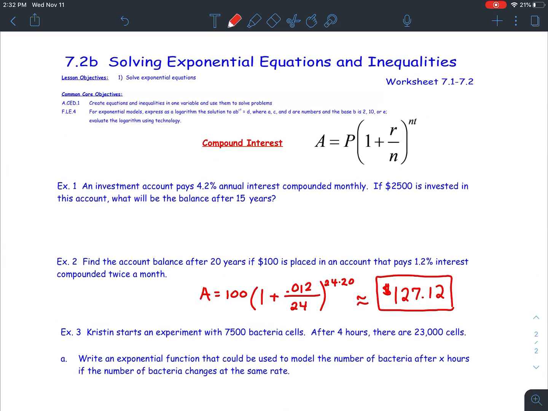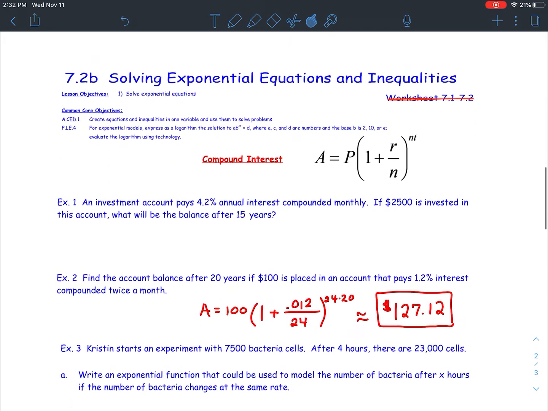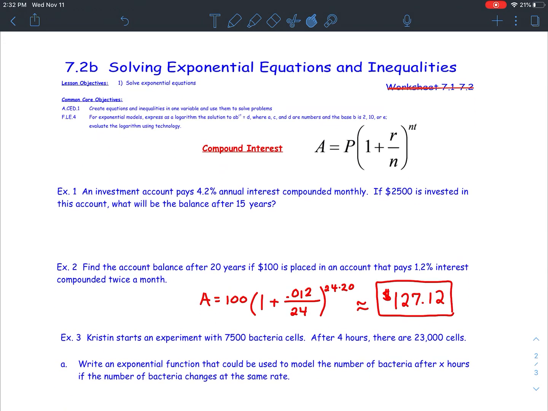Now, your assignment that goes along with this is actually just the assignment that was listed at the top here. It's going to be worksheet 7.2a, but we're going to be doing both sides to this notes page. What we're going to be looking at on this side is what's called a compound interest formula.